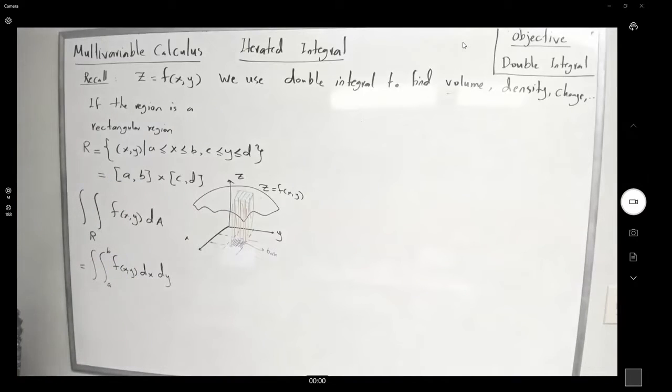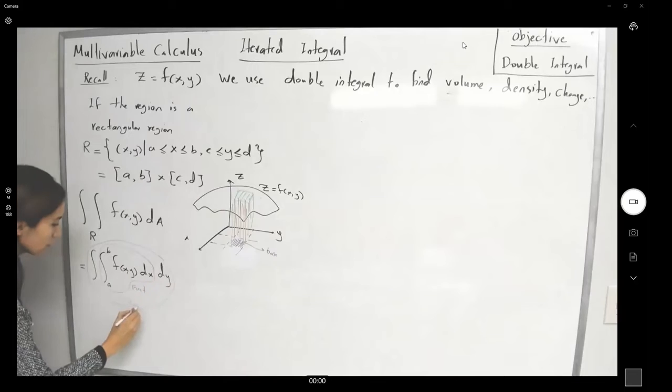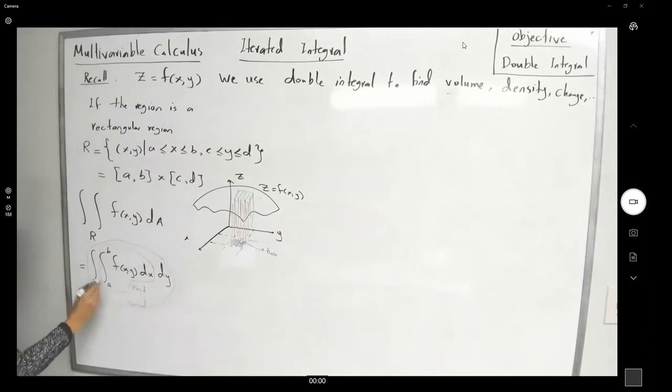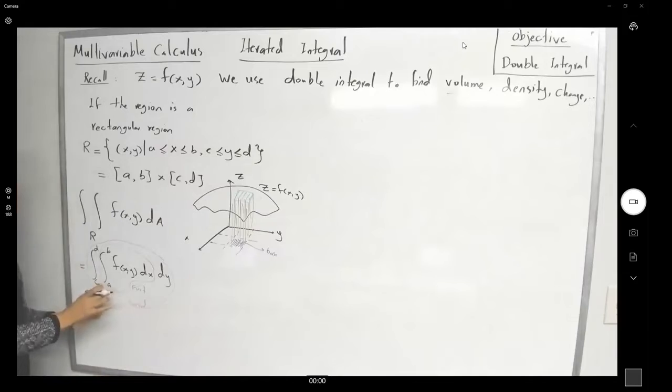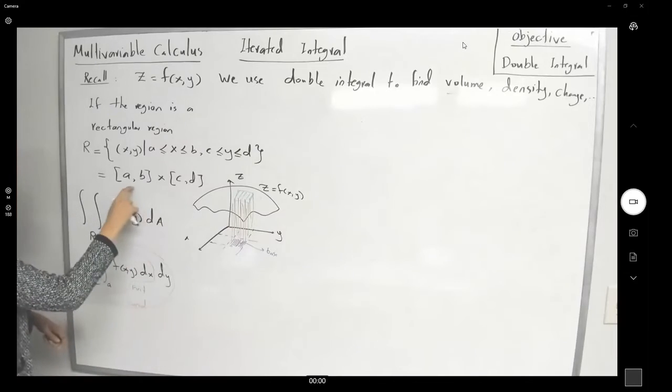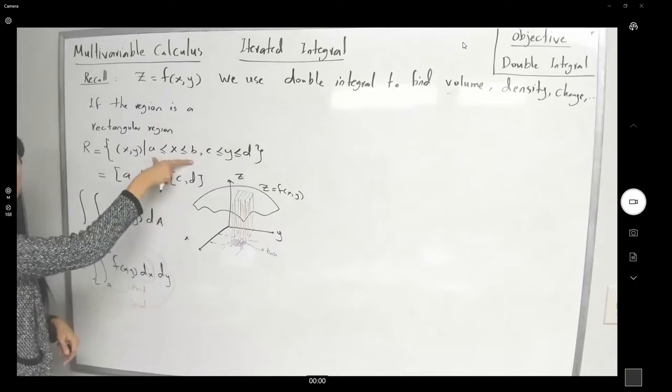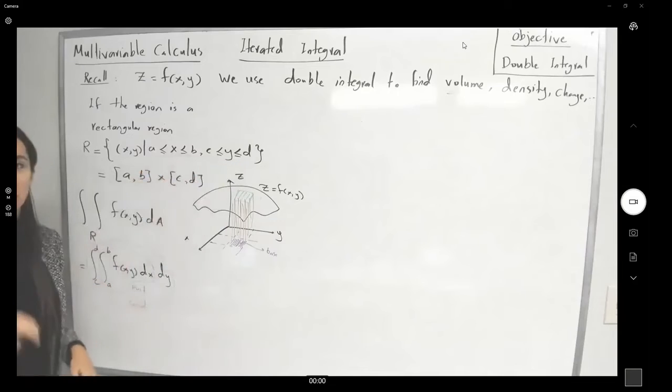This is what we learned. We first take the integral with respect to x, and then we take the integral with respect to y, c to d. We have to be careful about the ordering. And note that we said that if we have a rectangular region, we can switch the order. It doesn't matter. These two are fixed numbers. x is in between fixed values. y is in between fixed values.